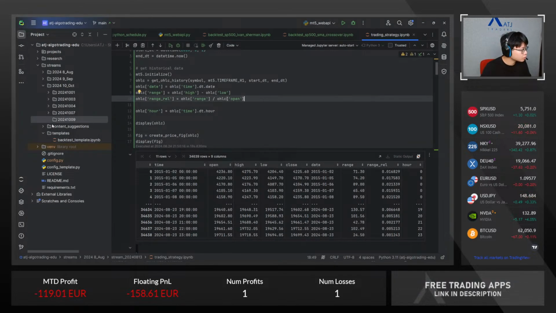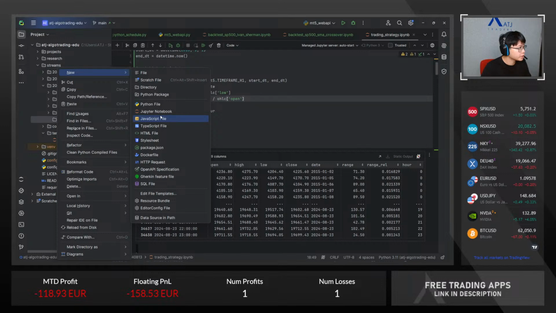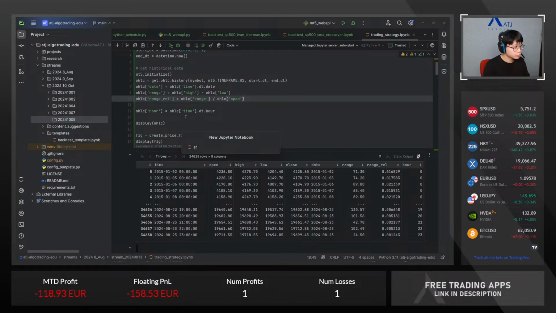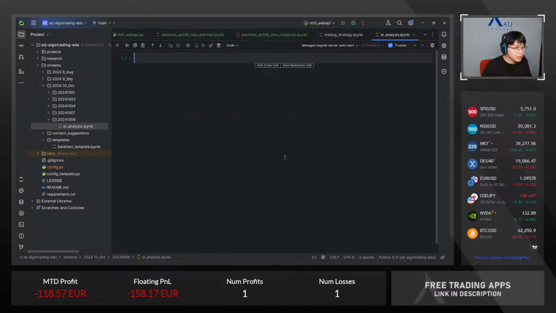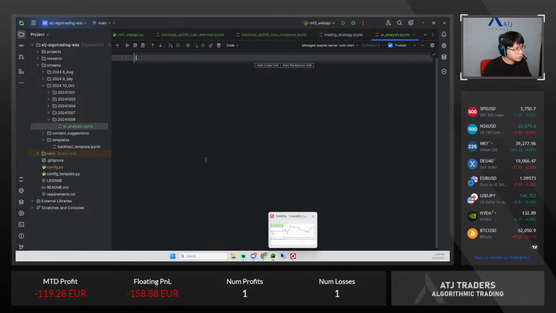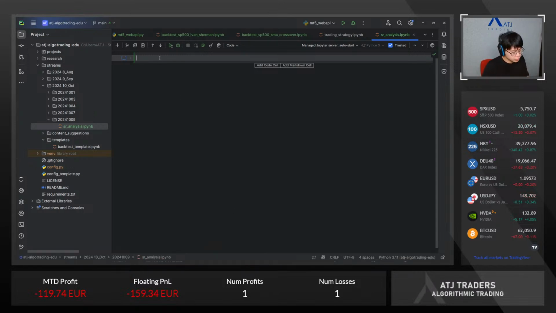So I actually wanted to create a Jupyter notebook using support resistance analysis, and for that I'm still going to use the German stock index. German stock index is actually one of my favorites, or we can also try to use some US index. So how about we try the Dow Jones instead?